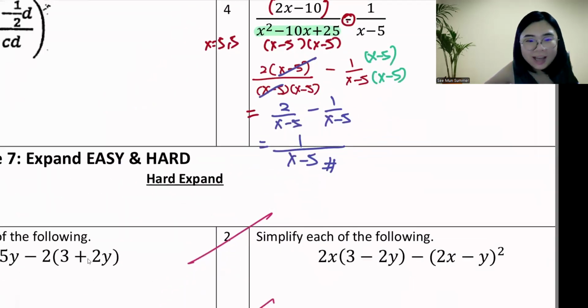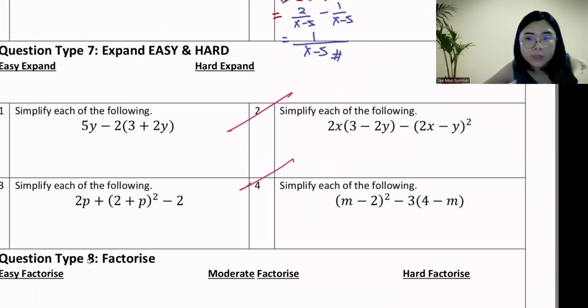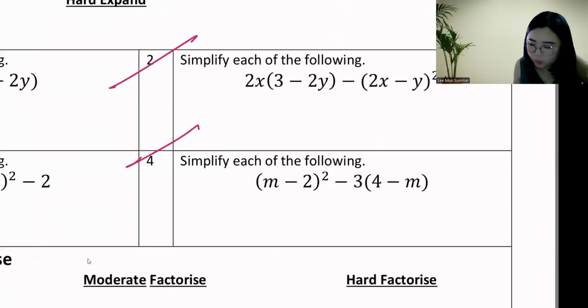Okay. Now we are at which part? I do another 2 more questions. Then we skip to other part already. Okay. So now simplify each of the following. Let's see. How do I simplify? So I will open the bracket first. Times.